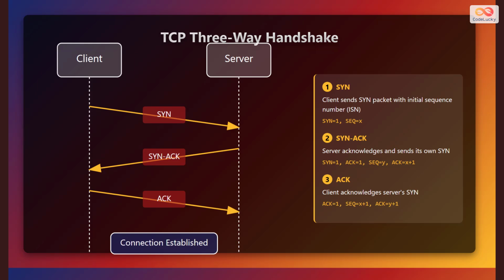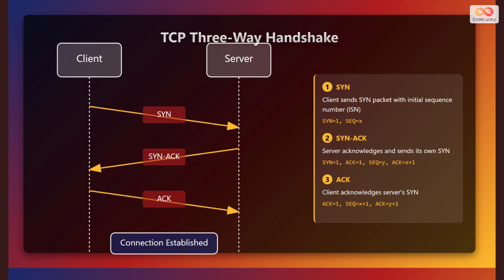The second step is the server responds with a SYN ACK packet. This acknowledges the client's SYN and includes the server's own SYN. This packet is represented as SYN equals 1, ACK equals 1, SEQ equals Y, and ACK equals X plus 1.